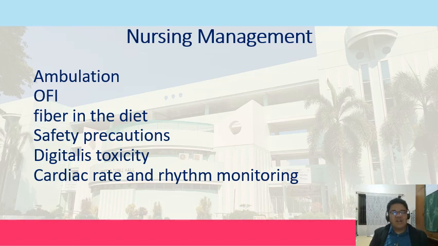Then ambulation, talk about that. Ambulation would increase bone reabsorption, decrease bone resorption. Then oral fluid intake, just to prevent the occurrence of your kidney stones, and then also to excrete your excess calcium. Fiber in the diet will be to address the risk for constipation. Safety precautions because your patient is on neuromuscular depression. Watch for digitalis toxicity if your patient is taking digitalis because again calcium mimics potassium. Then you have cardiac rate and rhythm monitoring, especially if you are now about to administer your calcium product.